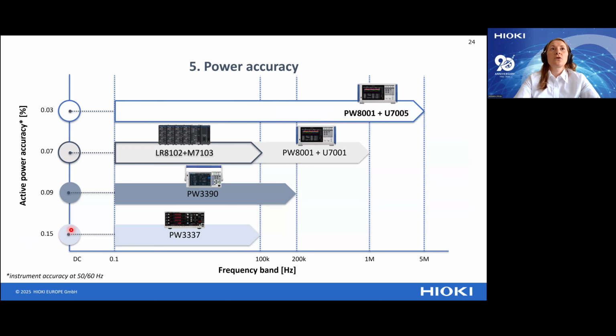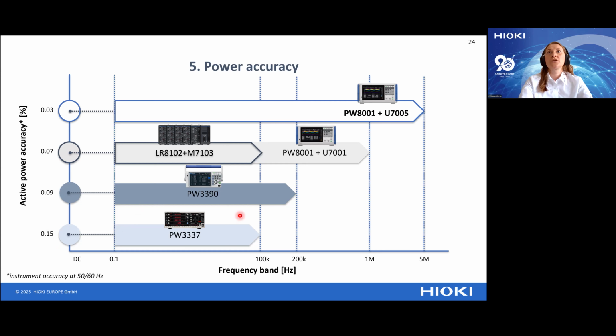The devices, as already mentioned, have different power accuracy. Here you have a very nice diagram comparing the active power accuracy to the frequency band. And here you can see, for example, the PW3337 has a power accuracy, which is the instrument and the total accuracy, because this instrument measures power directly, current is measured directly. So the total accuracy would be 0.15%.